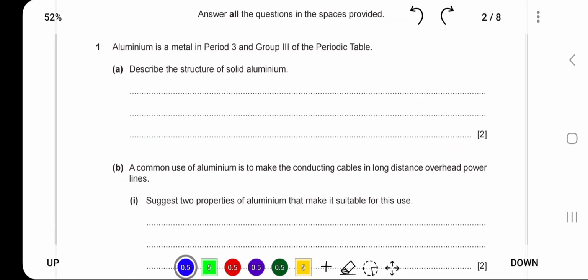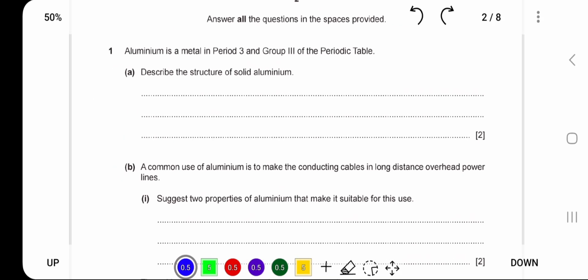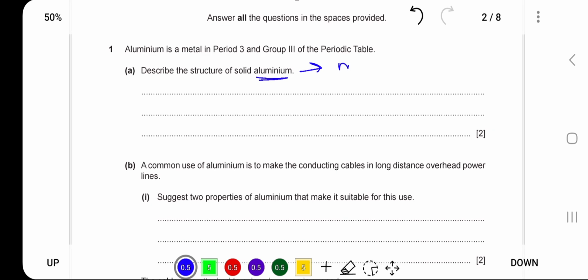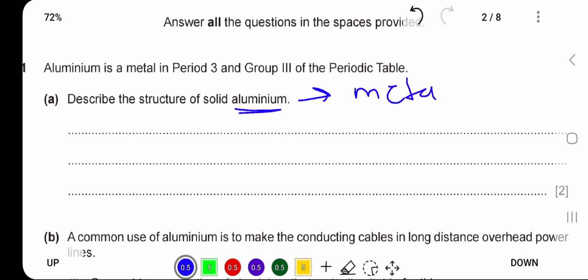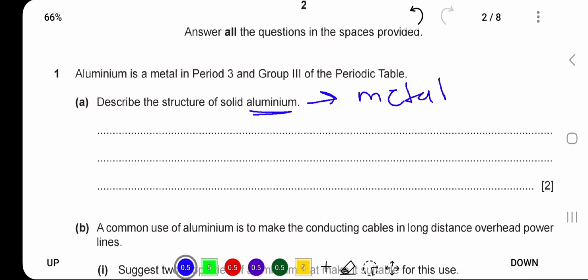Describe the structure of aluminium. Now, aluminium, you know that aluminium is a metal, right? But first of all, I'm sorry that it will be so hard for me to write, because I'm using a pen right now, but it's very bad, so excuse me.